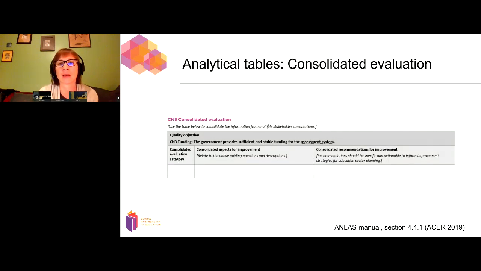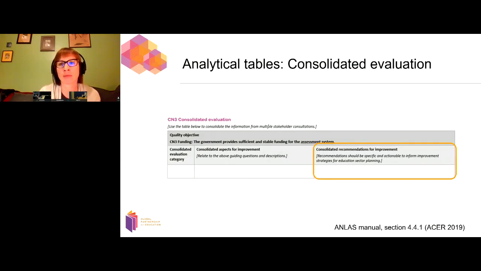Because it is likely that multiple stakeholder consultations are held for each dimension, the third table provided helps to consolidate the information from multiple stakeholder consultations. Next. So it shows the consolidated evaluation category. Next, please. The consolidated aspects for improvement. And next, please, also there is room to record the consolidated recommendations for improvement.